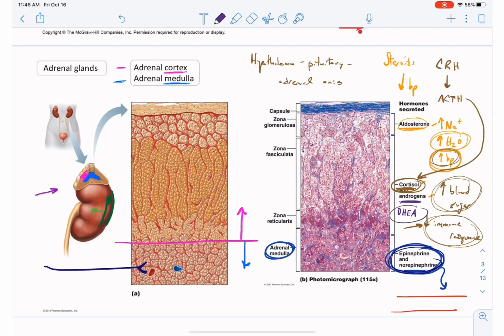But what's going to happen is it's going to be released into the blood, and then other tissues in the body can convert that DHEA into the more potent testosterone. And from there, testosterone, if need be, can be converted to estrogen. And so what's happening is that these androgens that are released by the adrenal cortex are basically circulating around in the blood and serving as a precursor pool that tissues can use to convert to both testosterone and estrogen.